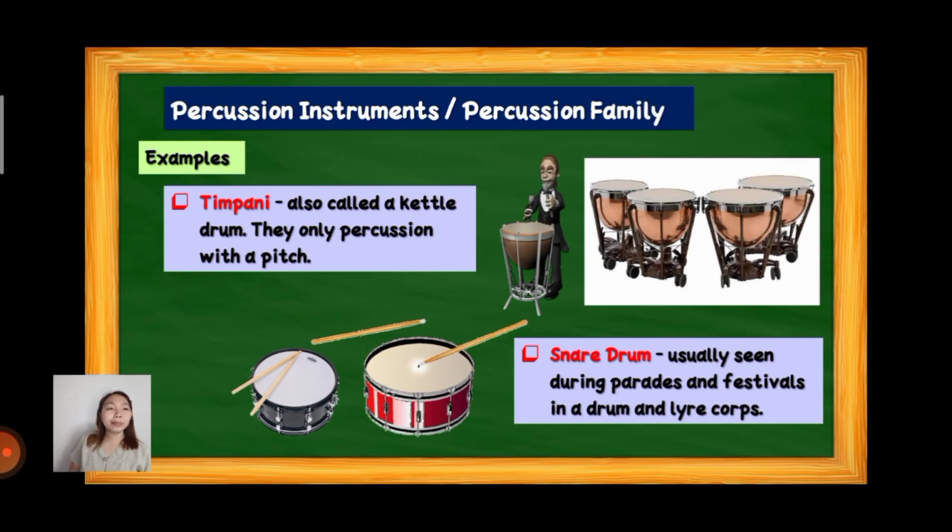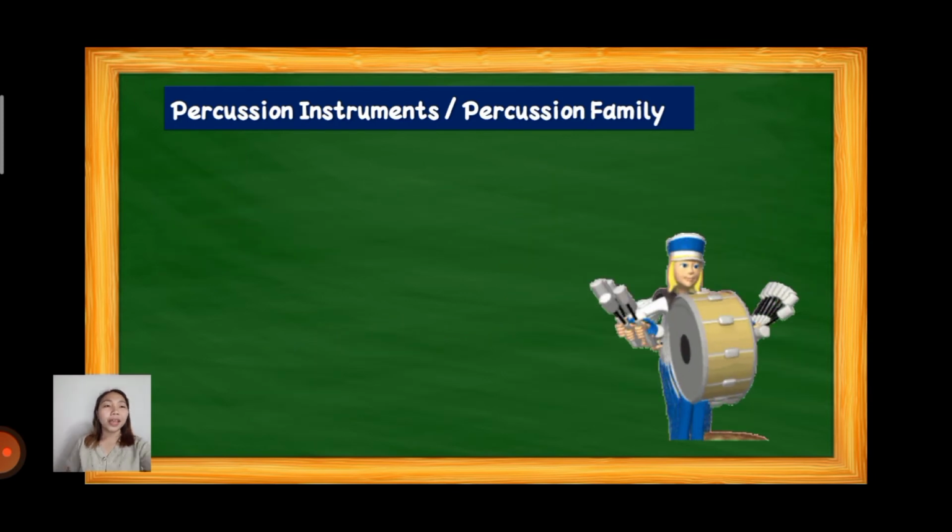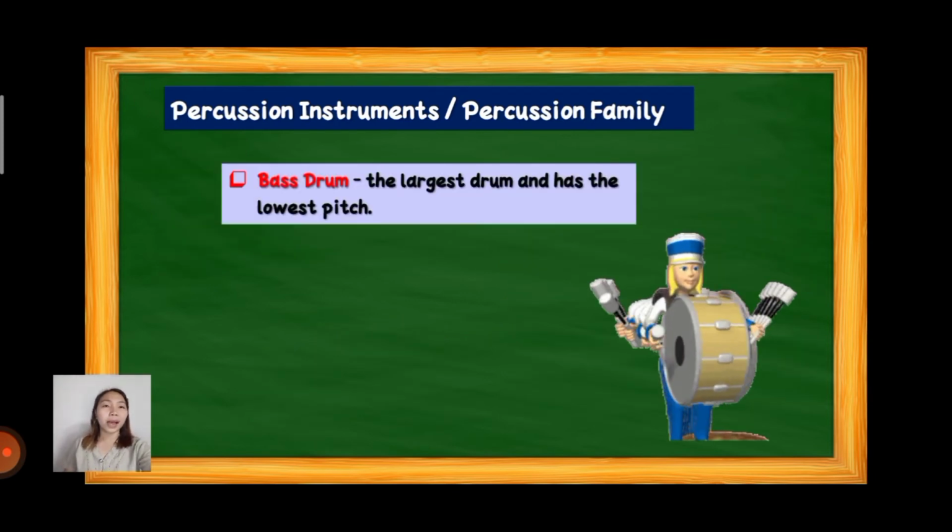Snare drum, usually seen during parades and festivals in a drum and lyre corps. So, maghamit yun siya nato, nakita yun din nato sa atong eskwelahan. Kanang natay parade, natay mga drum and lyre corps. So, mo na siya gigamit. Ato ang snare drum. Another one is the bass drum.